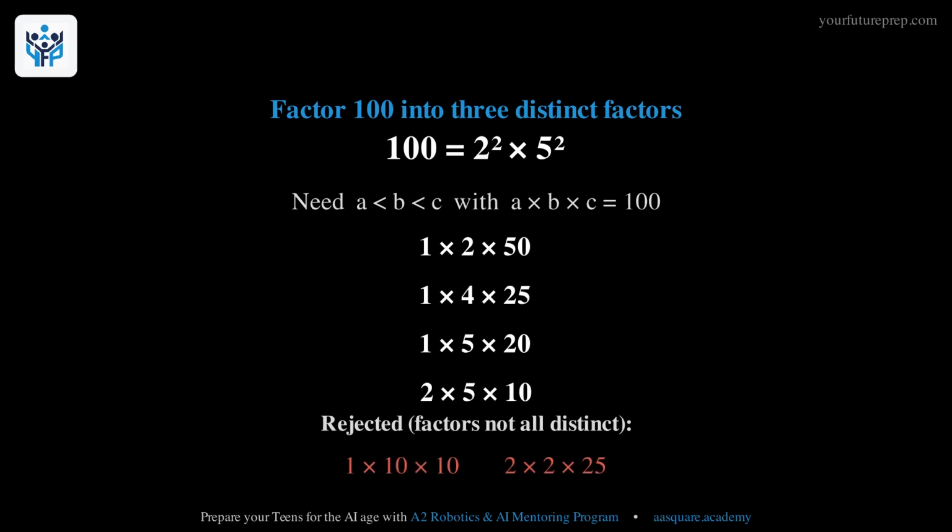We have to be careful. Triples like 1 times 10 times 10, or 2 times 2 times 25, are not allowed, because the factors must all be distinct, with a strictly less than b strictly less than c.